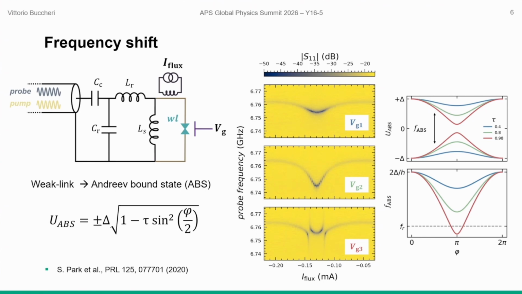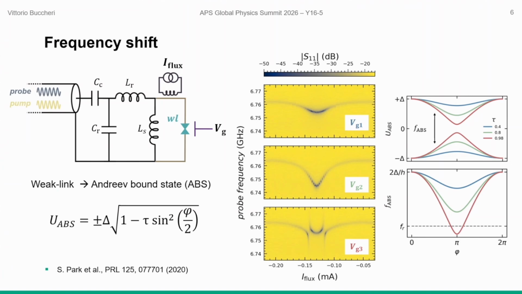Now, if we increase the voltage, we are basically increasing the transparency, and the consequence is that we are pushing this minimum lower and lower in frequency, so that it gets closer to the resonator. That's why the oscillation of the frequency increases, because the coupling with the Andreev bound state is increasing, and eventually, when the level crosses the resonator line, we find the anti-crossing.